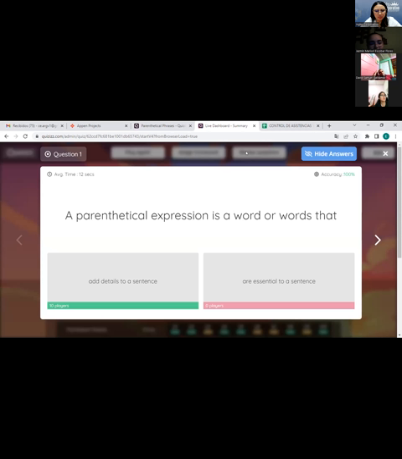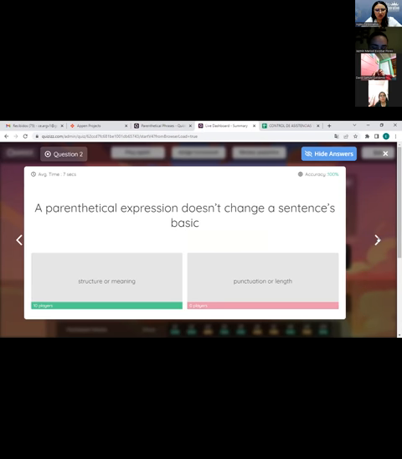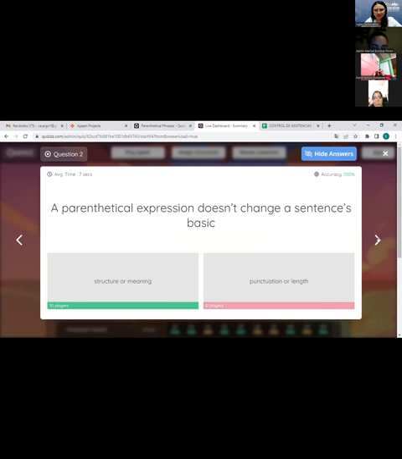Here we go. Take a look at the first one, class. Look at this one. A parenthetical expression is a word or words, here we have the one in green. But let me have you read this one because I need you to practice and help me out reading. David, go ahead with the first one, please. Adjectives to a sentence are essential to a sentence. Not really. Remember, because we can add and remove this word or words, right? So great job.